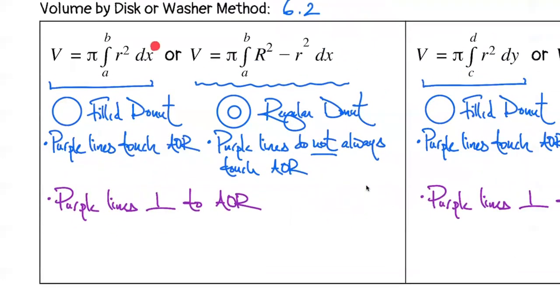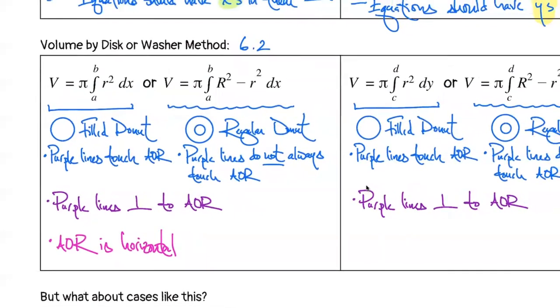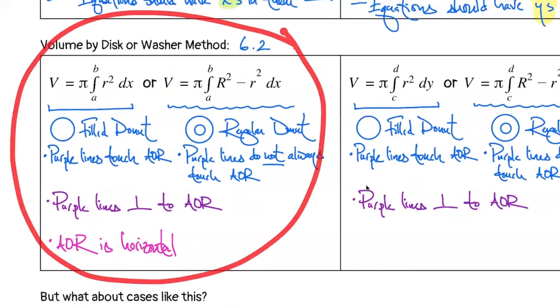If I have dx and I have x bounds, what this means is my axis of revolution is horizontal, okay? If your axis of revolution is horizontal and you're drawing these vertical purple lines, what you're actually telling yourself is that you're going to be using disk or washer method.